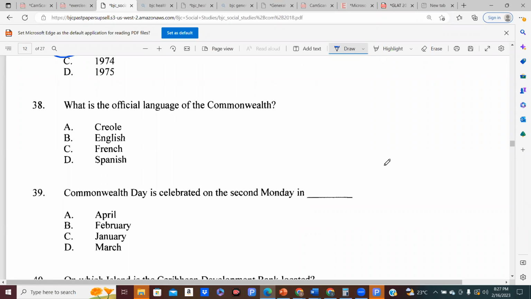What is the official language of the Commonwealth? A, Creole, B, English, C, French, or D, Spanish? All right, what do you think the answer is? B. B, yes. B, English is the official language of the Commonwealth. All right. It's not Creole. It's not Spanish. It's not French. The official language of the Commonwealth is English.